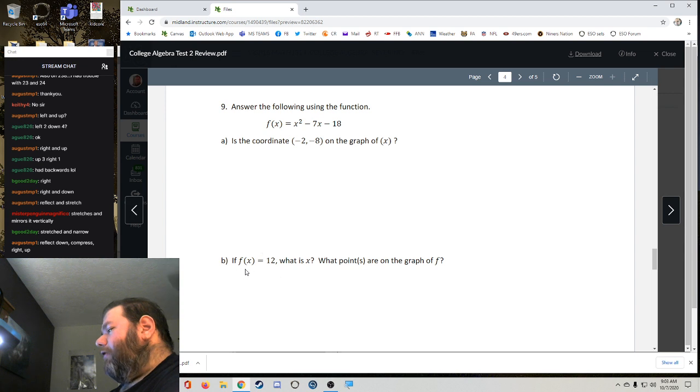If f of x is equal to 12, what is x, and then what point or points are on the graph? So basically when we say f of x is equal to 12, that's a value plug in on the left-hand side, and then we move it over to the right and we solve the resulting quadratic equation. And we should have 2 answers there. We'll just make sure we express them properly.